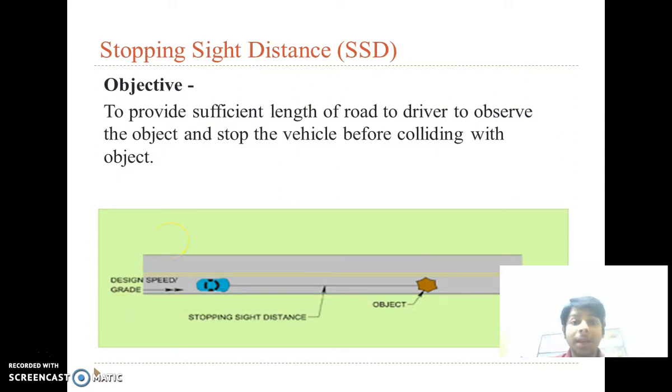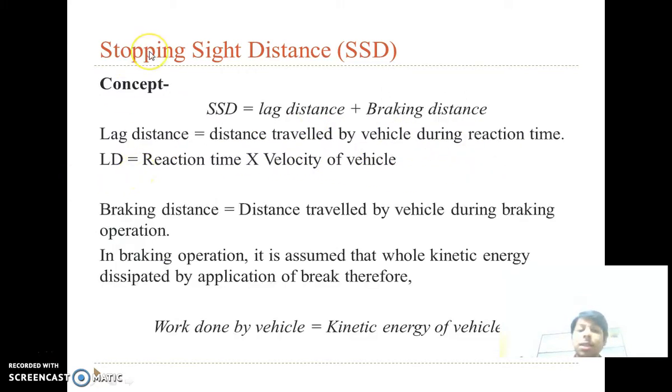So the driver applies the brake, and then the car starts to decelerate, and after a certain distance it stops. The distance between the application of the brake and the stopping of the vehicle, the whole distance, is called the braking distance. And the distance covered by the vehicle while the driver was thinking whether to apply the brake or not is called the lag distance, and that time is called the reaction time. So this is provided to stop the vehicle before colliding with the object. The concept is simple.